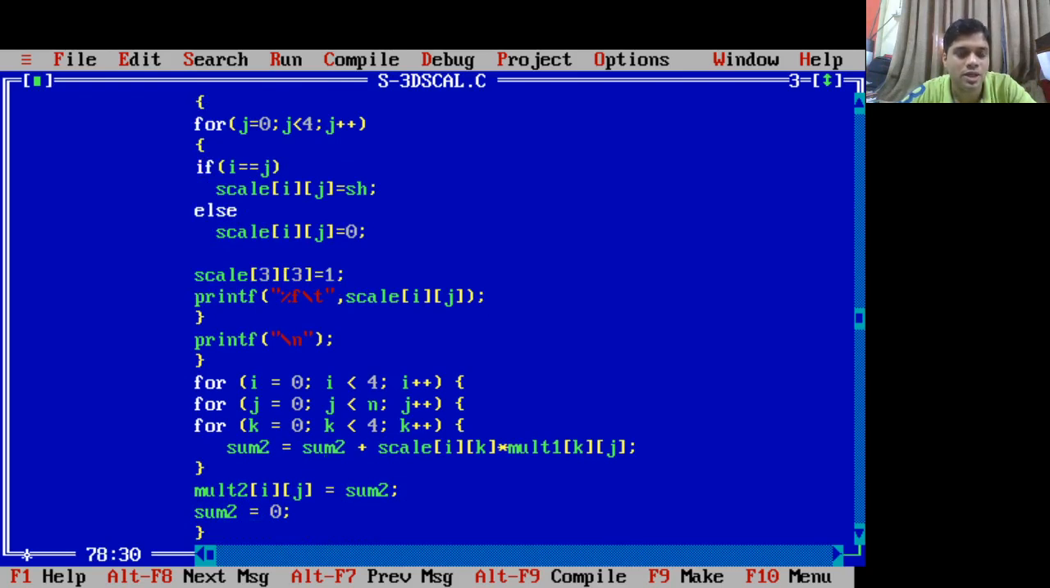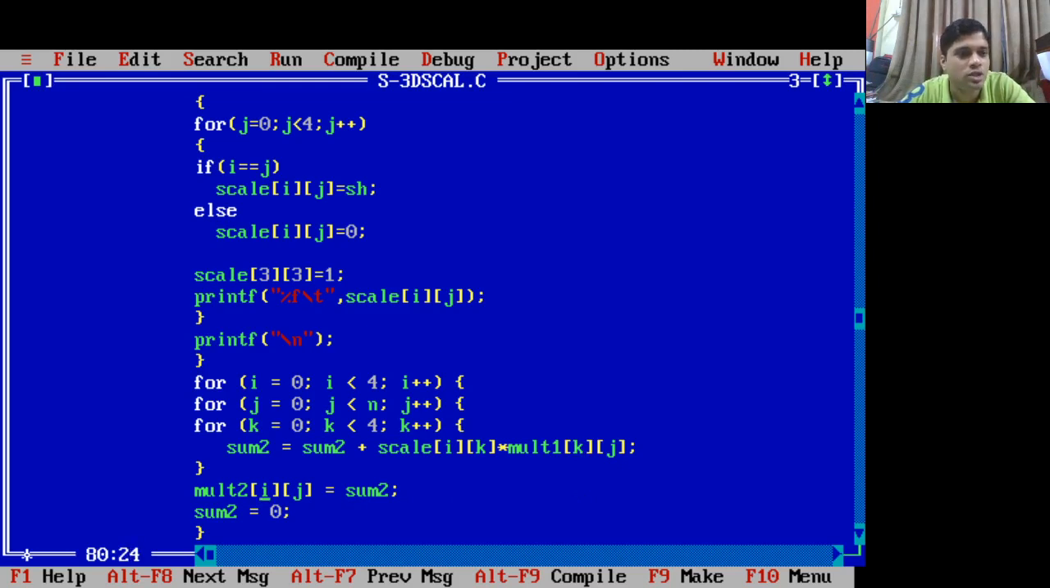So I have already got the answer by multiplying the object matrix and back translation matrix, in mult 1. Then the scaling matrix I will multiply with mult 1 using the same strategy. So I equal to 0, I less than 4, I plus plus. I have 3 for loops: j equal to 0, j less than n, j plus plus, and k equal to 0, k less than 4, k plus plus. So again, scale of ik multiplied with mult 1 of kj. So this column is same as the second matrix row. So multiplication will happen and the answer will be stored in sum 2, and I am reassigning it to mult 2.